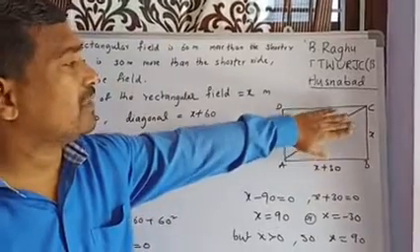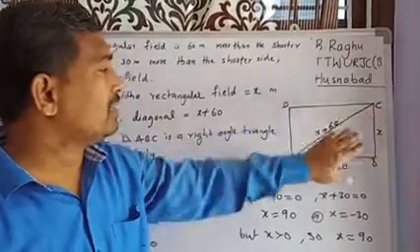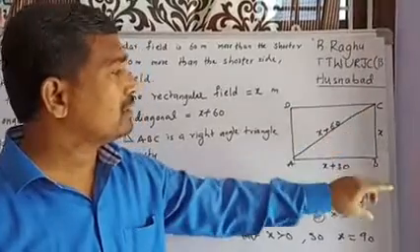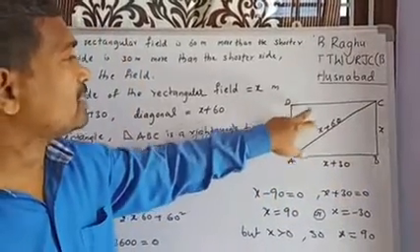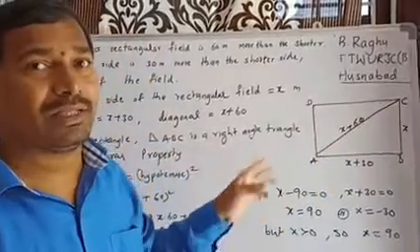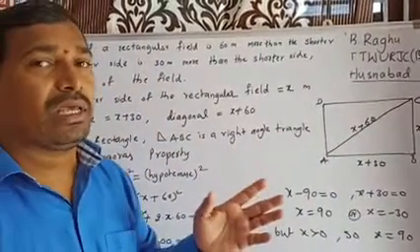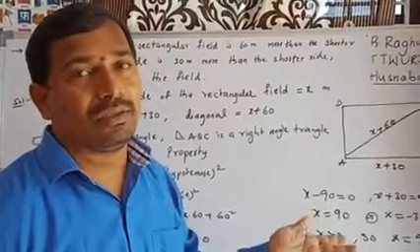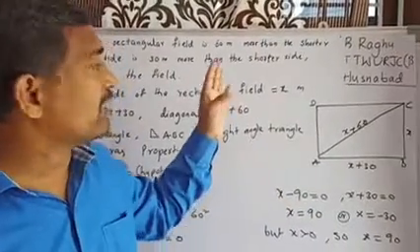What is the shorter side? What is the longer side? This is the shorter side. This is the longer side. So the longer side depends on the shorter side. The diagonal is also dependent on the shorter side. So here, if you know the shorter side, you can find the longer side and the diagonal. So this problem depends on the shorter side.